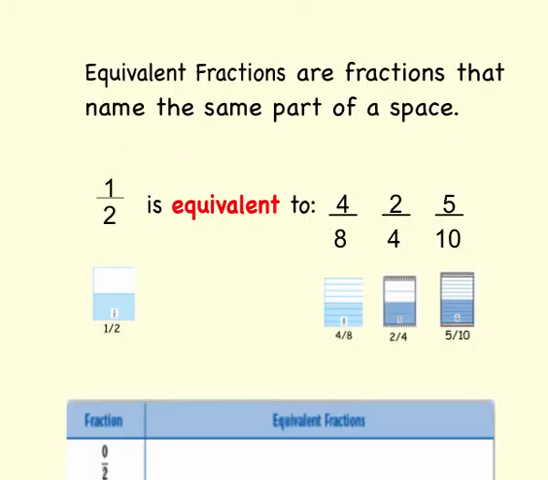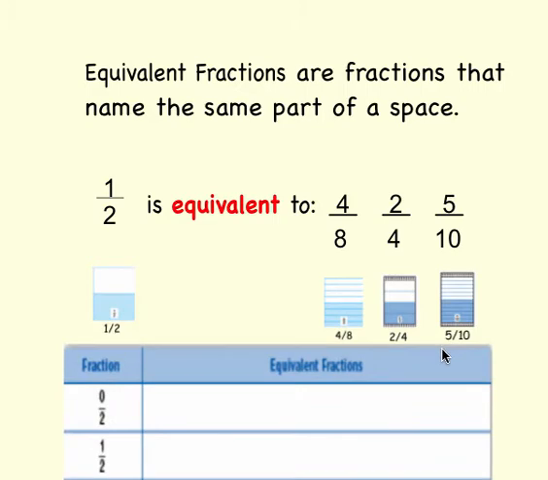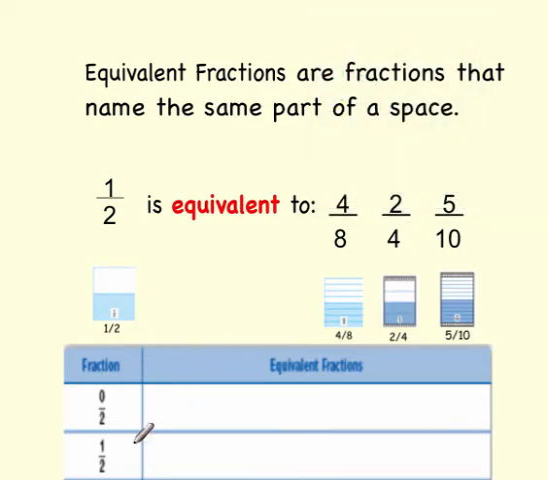Which brings me to my next slide. This is called equivalent fractions. Equivalent fractions are fractions that name the same part of a space. 1/2 is equivalent or equal to 4/8, 2/4, and 5/10. There's a chart down below. Let's move it up a little bit so you can see it, and we can record our work. So I can write down fractions that are equal to 1/2 down here. If I want to figure out what's equal to 1/2, here I have space to just list them.